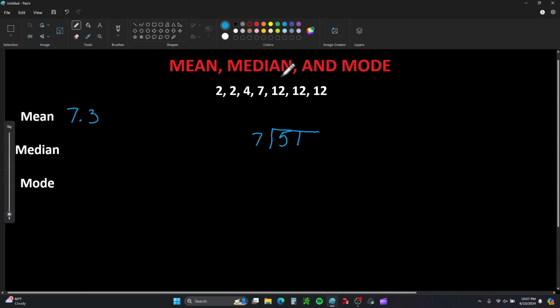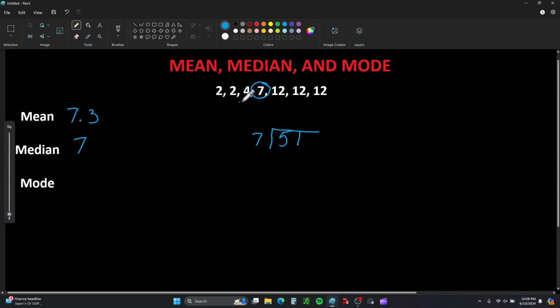The median is simply the middle number. If the numbers are in order from smallest to biggest, then you can tell which one is the middle number. In this case, it's a 7. If the numbers weren't in order, you would have to reorder them. So our median is 7.